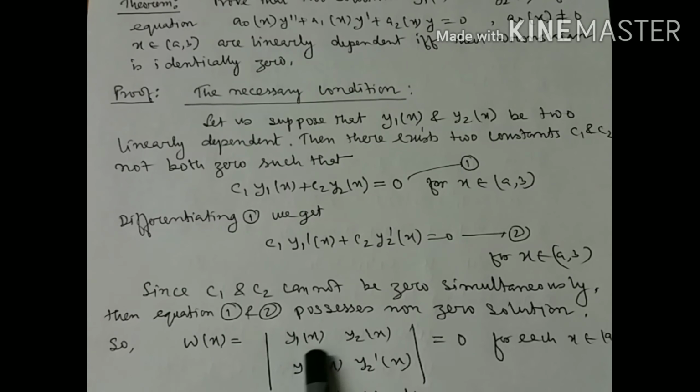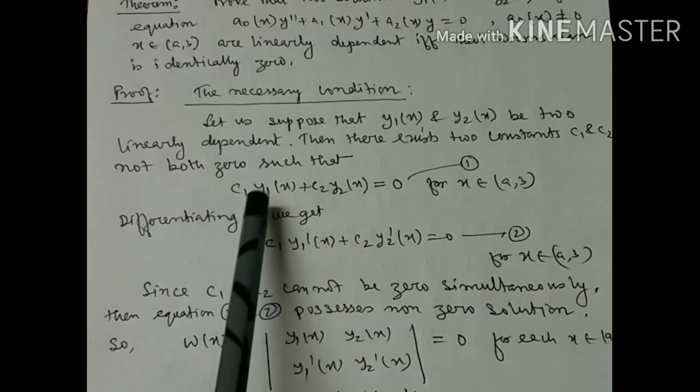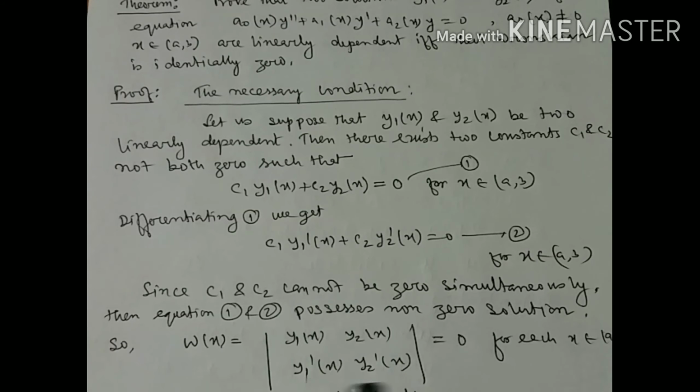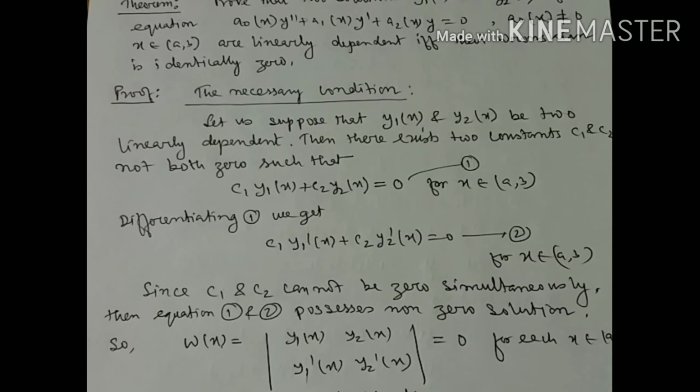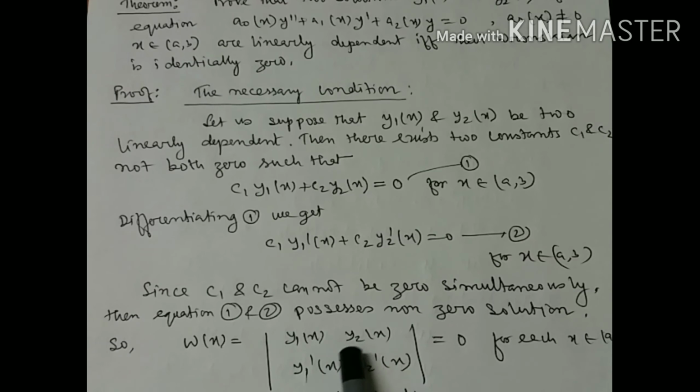The Wronskian of y1, y2 is equal to the determinant with y1(x), y2(x) and their derivatives y1', y2'. Since this is a non-zero solution, y1 y2' minus y2 y1', after expanding, will become 0 for each x belonging to the interval. That means the Wronskian of these two functions is equal to 0, and this is your necessary condition. The Wronskian is identically 0, because equations 1 and 2 give a non-zero solution.